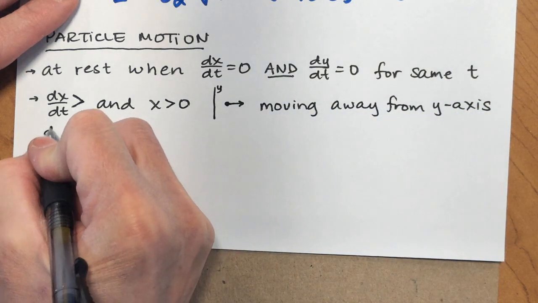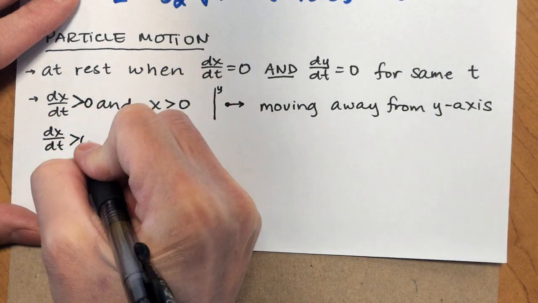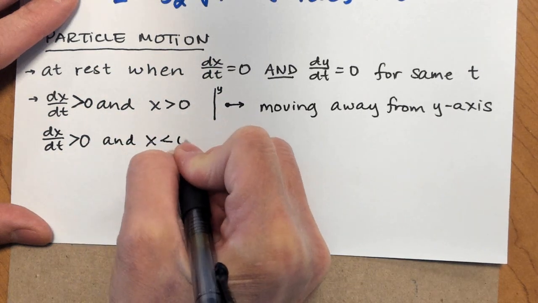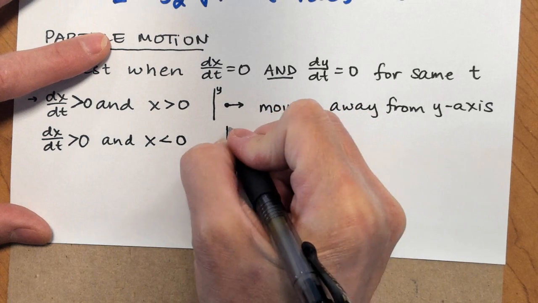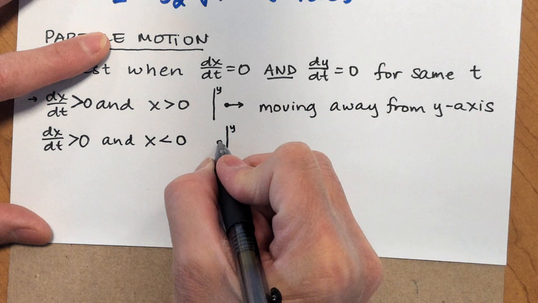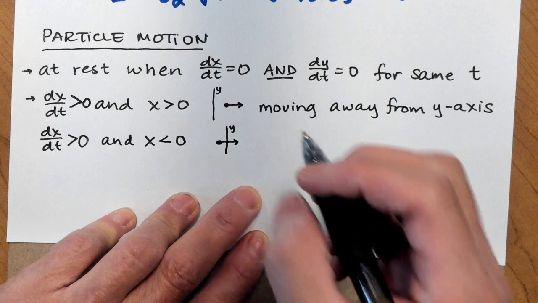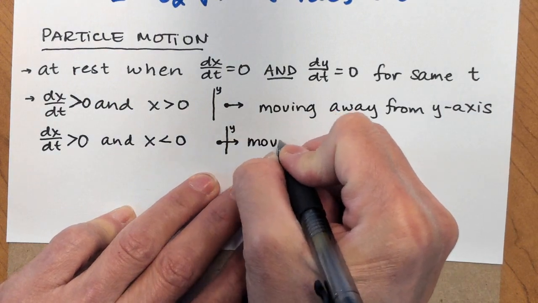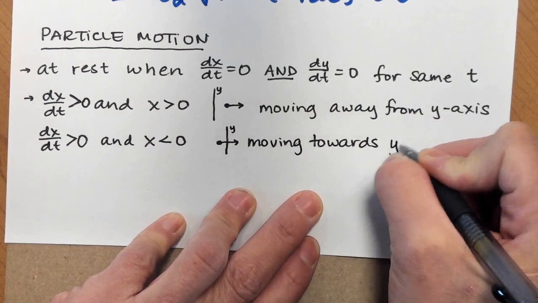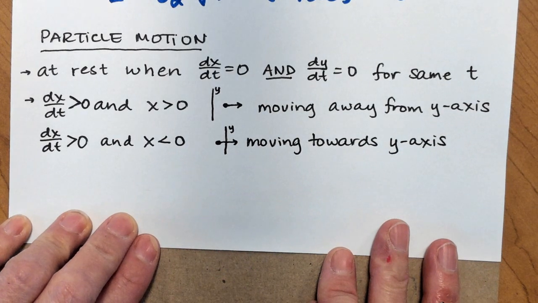If dx/dt is positive, oops, I need a 0 there, and x is negative, well then we've got a point on the other side of the y-axis, but it's moving in the positive x direction, so in this case the particle is moving towards the y-axis. Okay? All right.